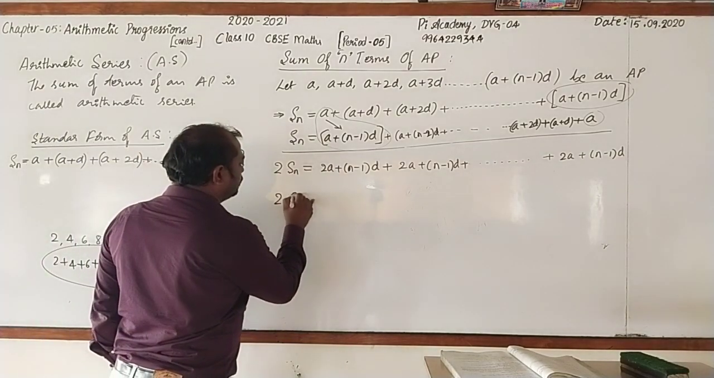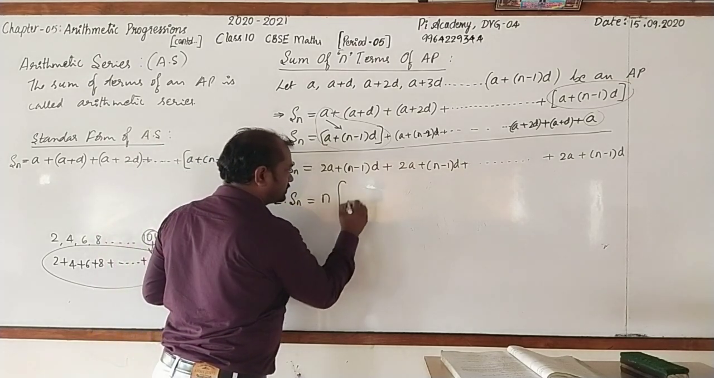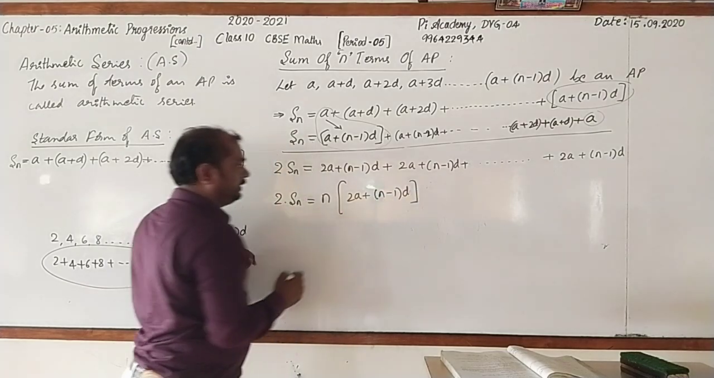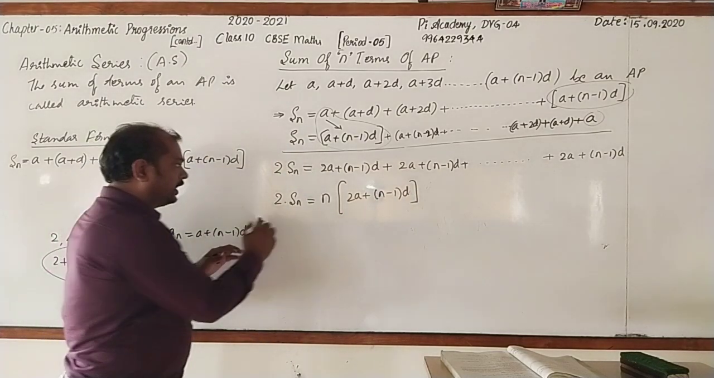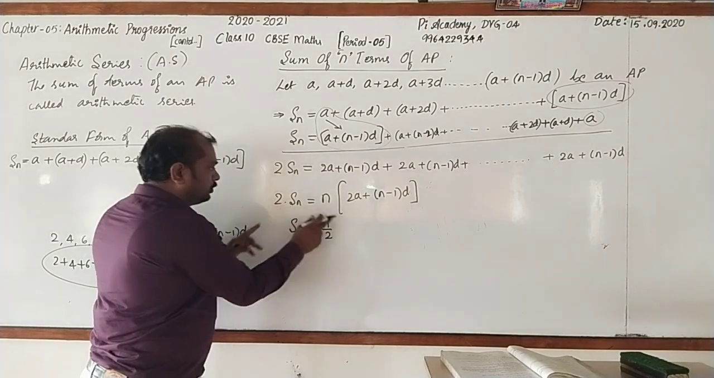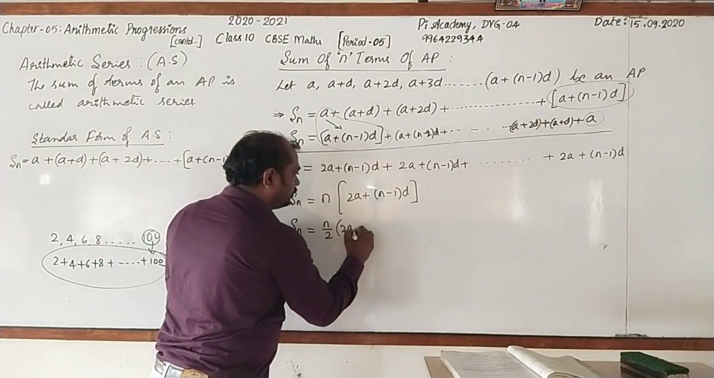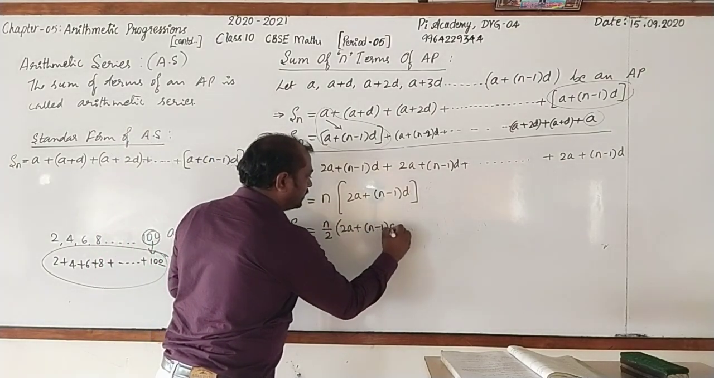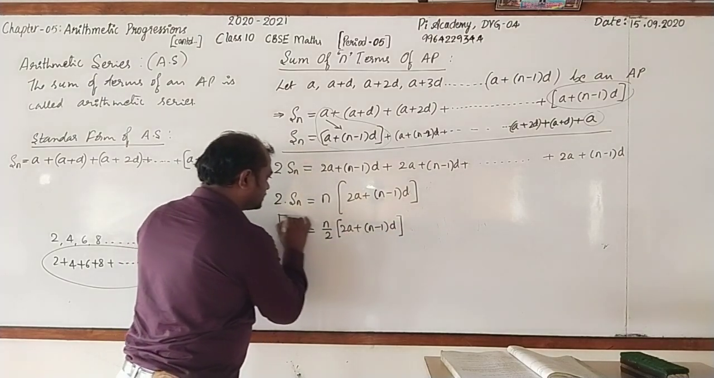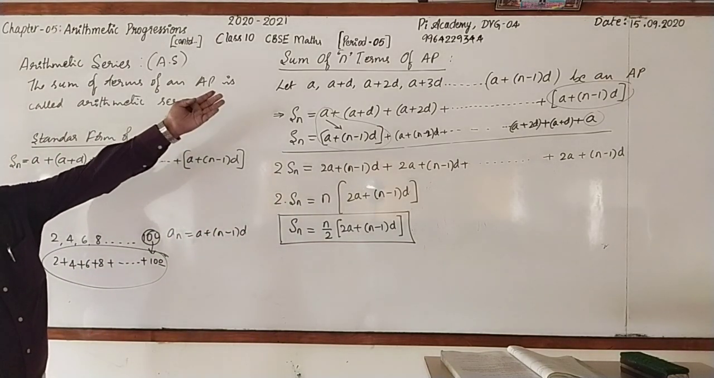You are right. 2 into Sn is equal to, there are n times 2a plus of n minus 1 into d. Followed? And this can also be written as Sn is equal to n by 2. Transpose 2 to the denominator. N by 2 into 2a plus of n minus 1 into d. So this is the formula used to find out the sum of n terms of an AP.